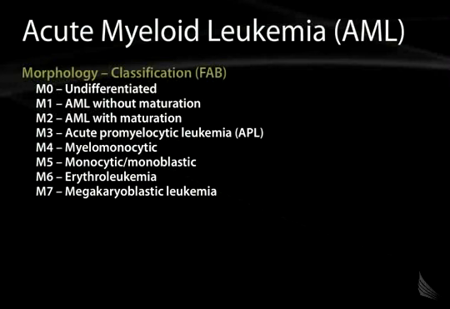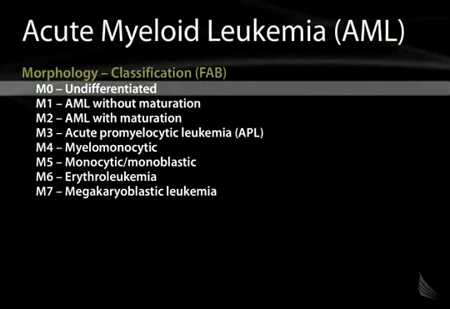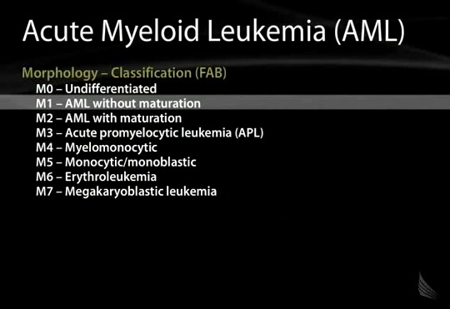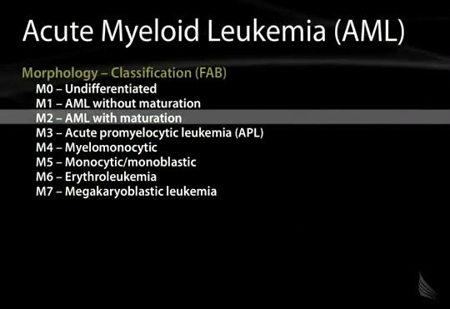The French American British classification of AML basically goes through the different types of cells that can be involved. So M0 is completely undifferentiated. It can be any number of cells in the myeloid lineage. M1 is AML without much in the way of maturation. You know that it's a myeloid cell, but they are all very premature. M2 is there is some degree of maturation of the myeloid lineage.